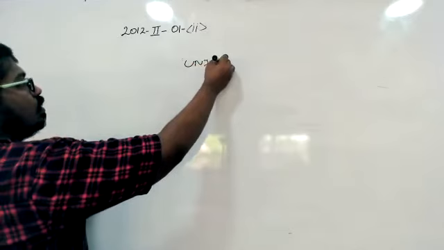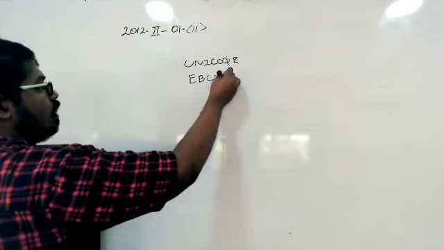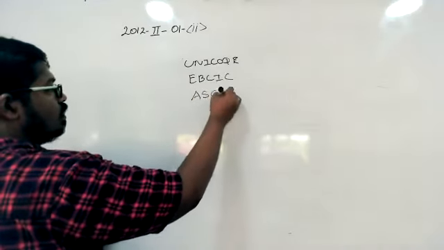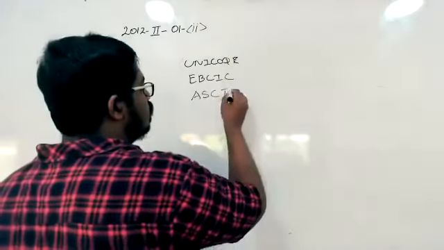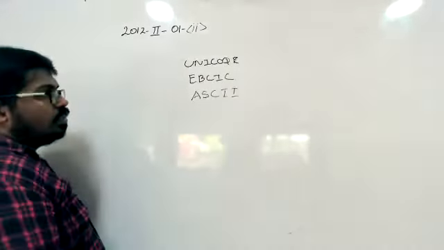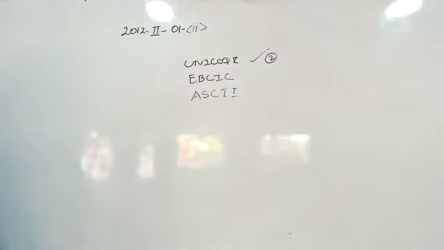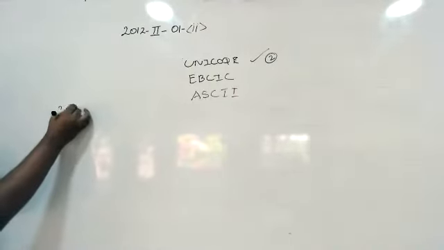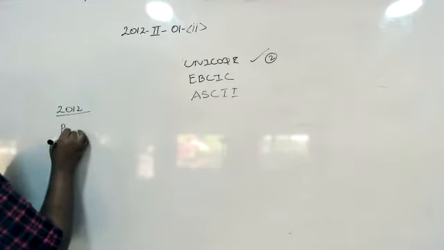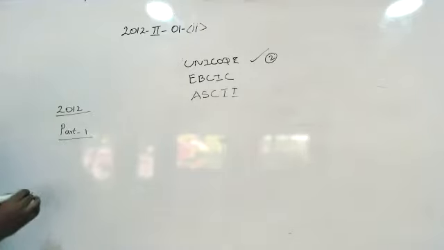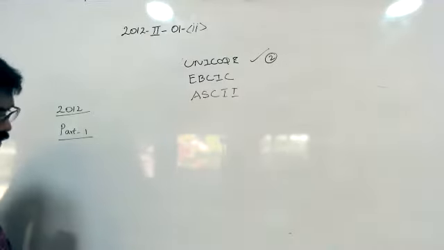Also you can use EBCDIC and ASCII. So ASCII also you can use. For this answer, you will have 2 marks. So when you consider the 2012 paper, the part 1 questions, we have questions from 5 to 9.